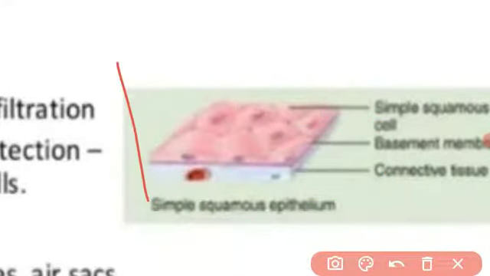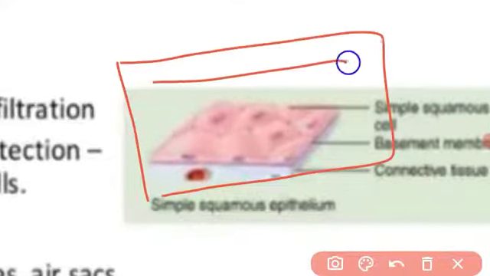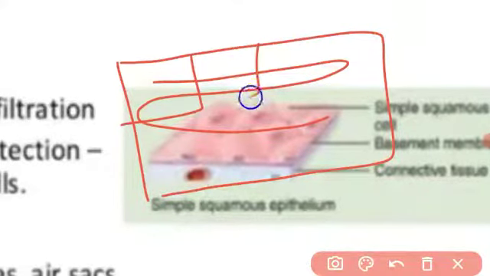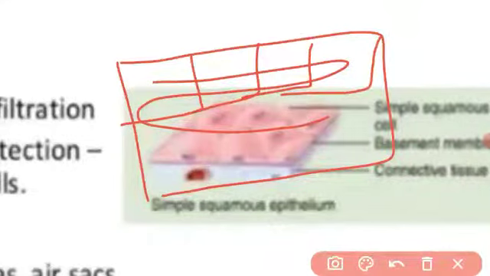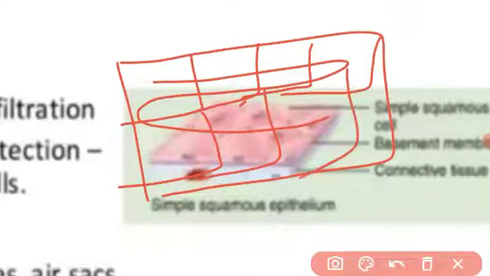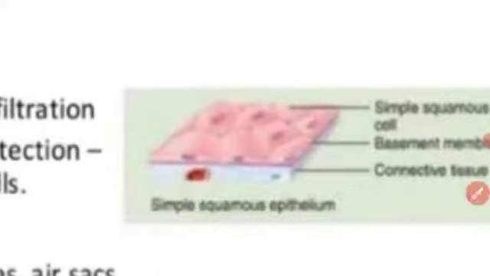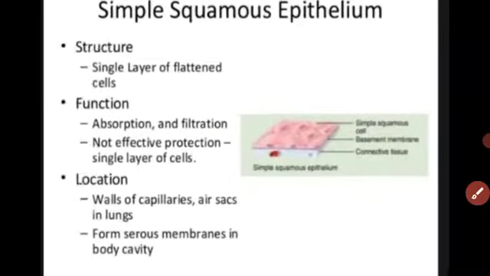See, in our room there is a floor and the tiles are present, a single layer of tiles lying at home. Got it, students? And what is the function of the epithelial tissue? First we see the location.